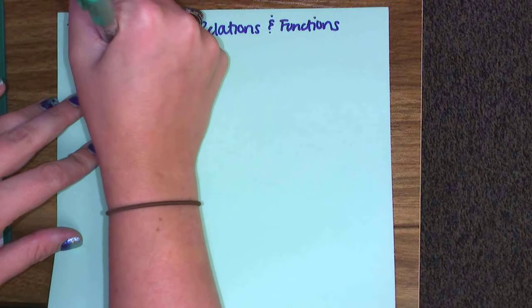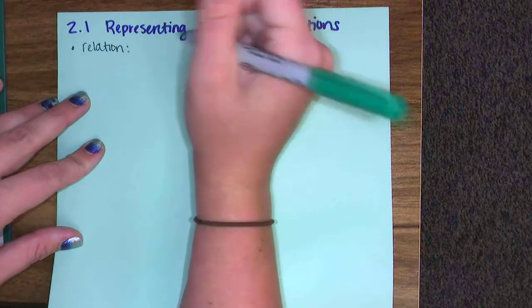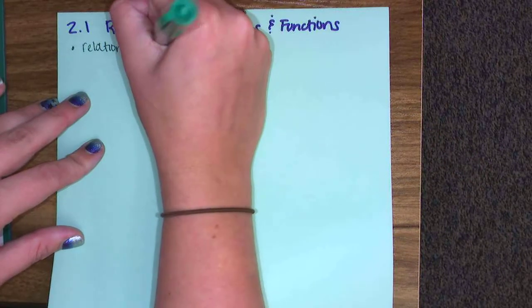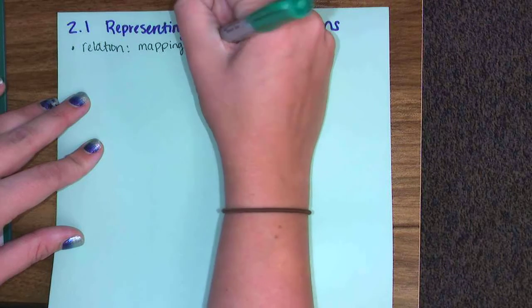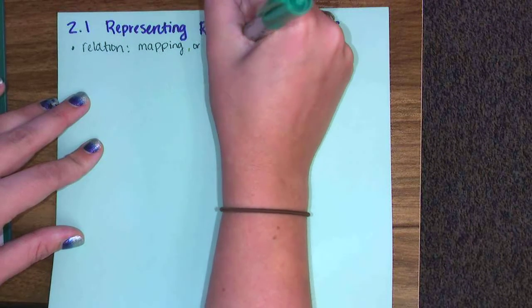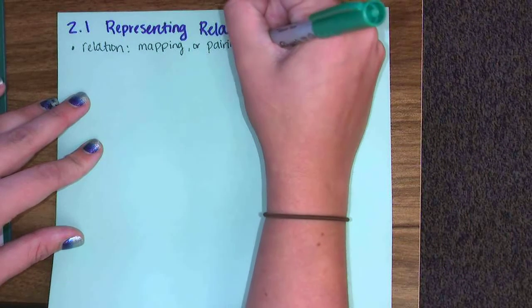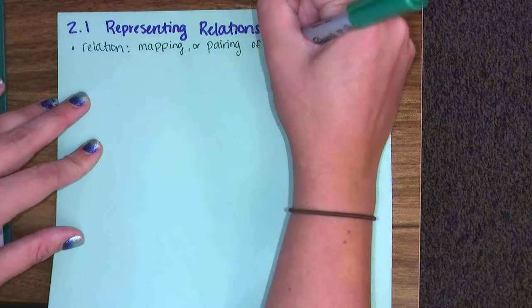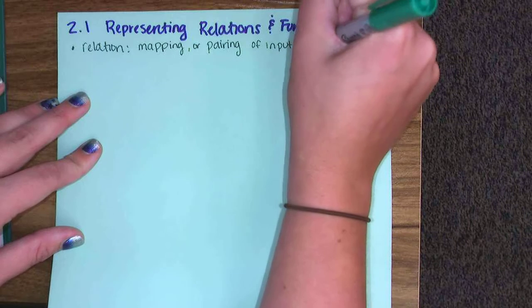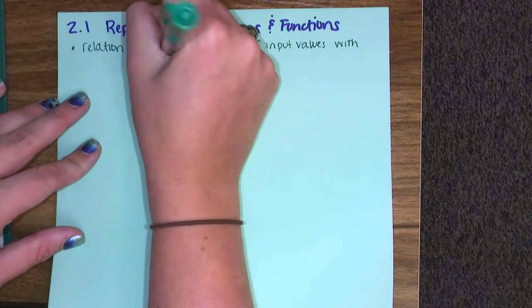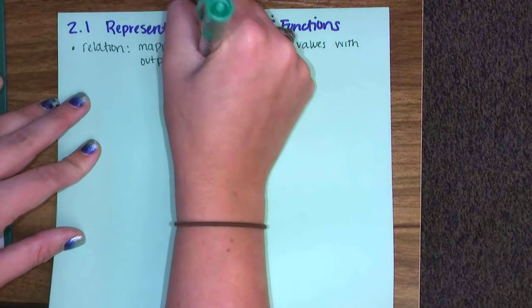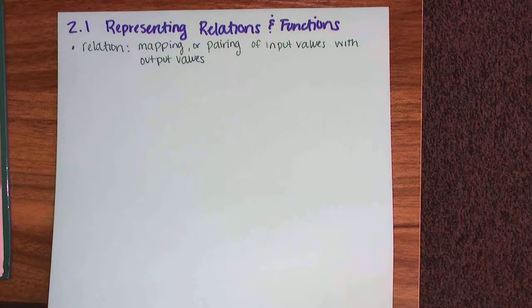A relation is mapping or pairing of input values with output values. Okay, I don't always define the terms, but I'm going to define a couple of these just because they should be relatively new.